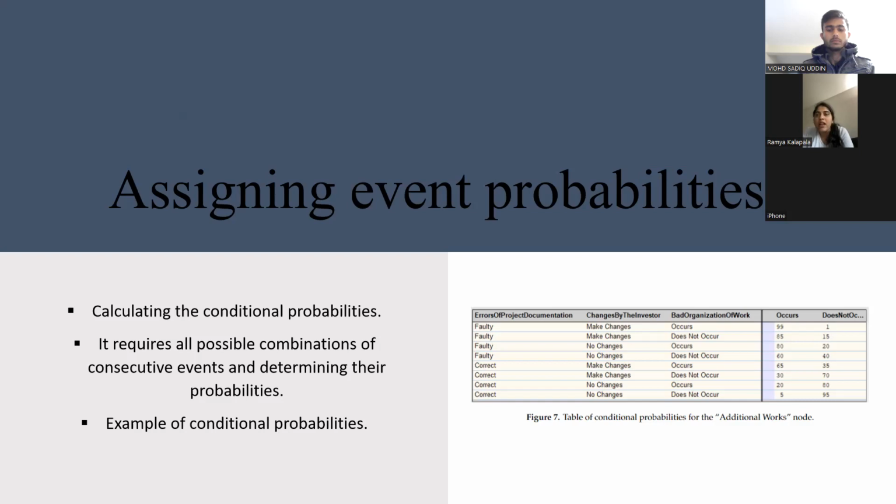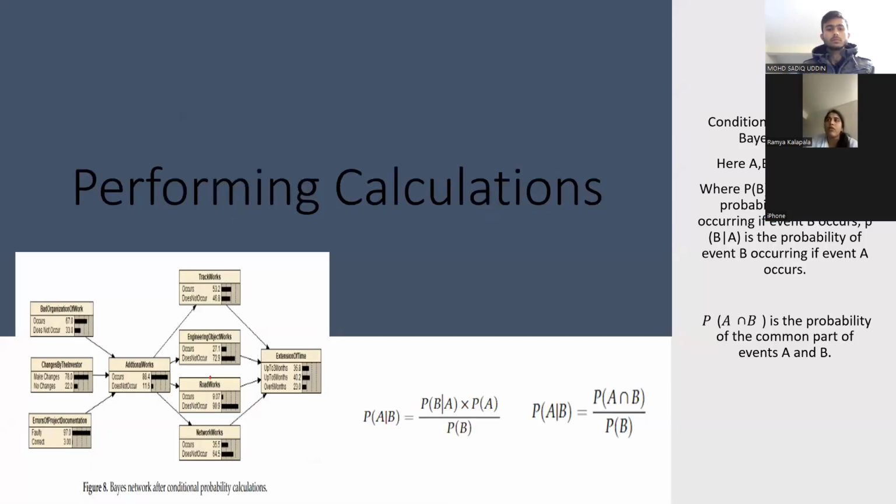Coming to the next slide, we will see how the calculations are performed. These calculations are performed using the conditional probability of the Bayes theorem, and we can see the formula here, where P(A|B) is equal to P(B|A) times P(A) divided by P(B).